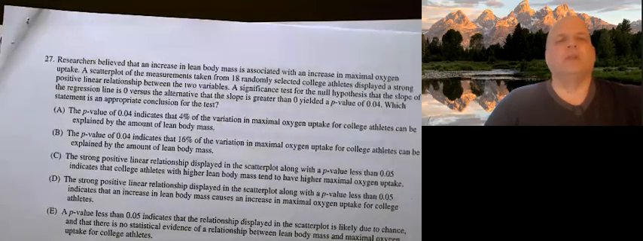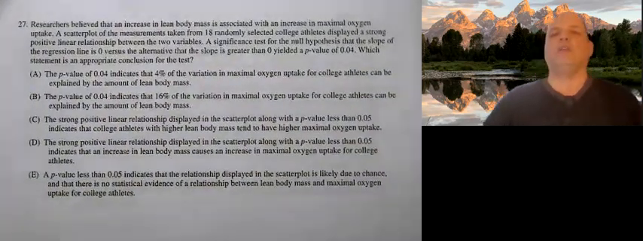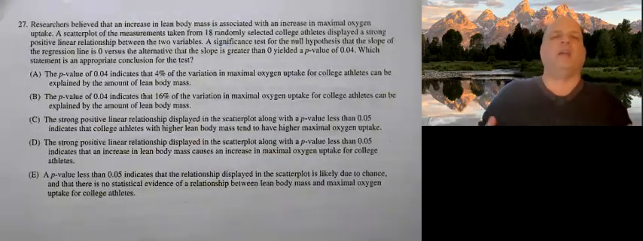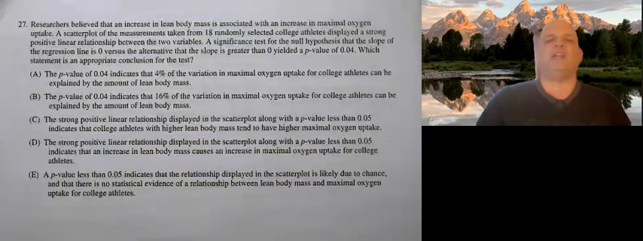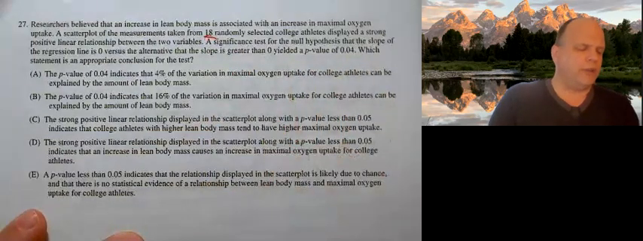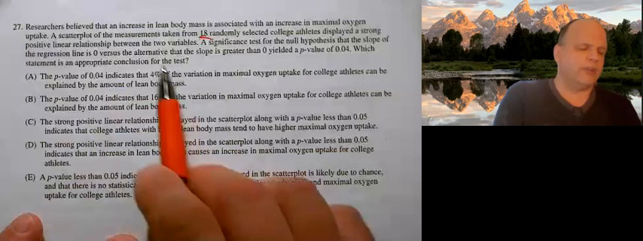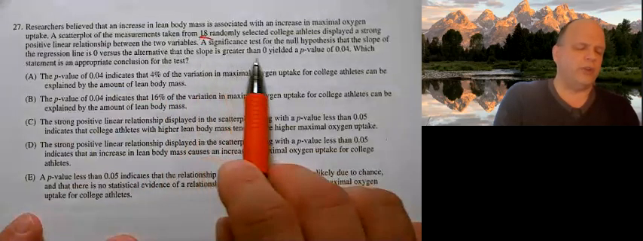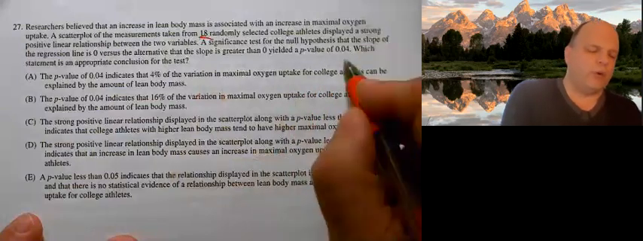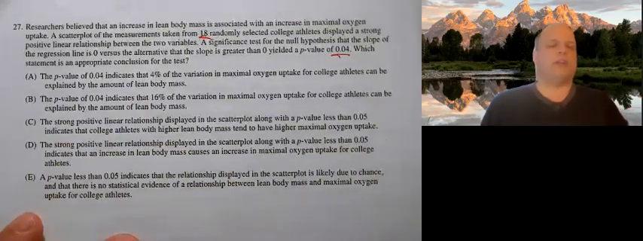All right, number 27. Researchers believe that an increase in lean body mass is associated with an increase in maximal oxygen uptake. A scatter plot of measurements taken from 18 randomly selected college athletes displayed a strong positive linear relationship between the two variables. A significance test for the null hypothesis that the slope of the regression line is 0 versus the alternative that the slope is greater than 0 yielded a p-value of 0.04. That's smaller than 0.05. Which statement is appropriate for the conclusion of the test?